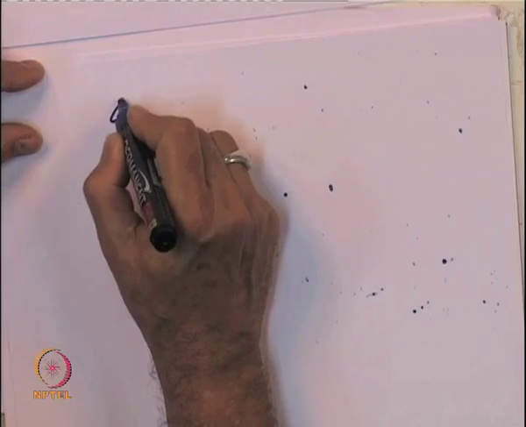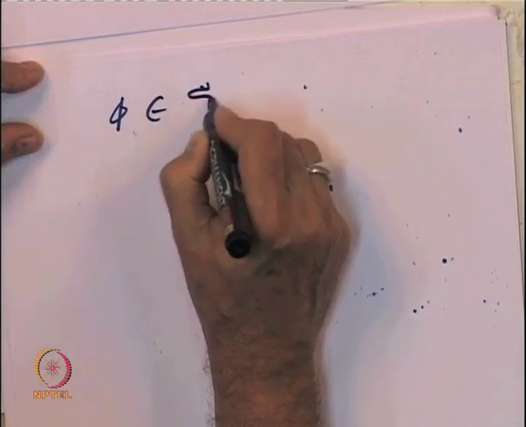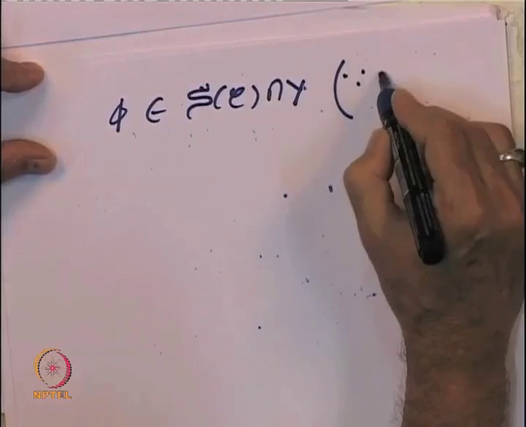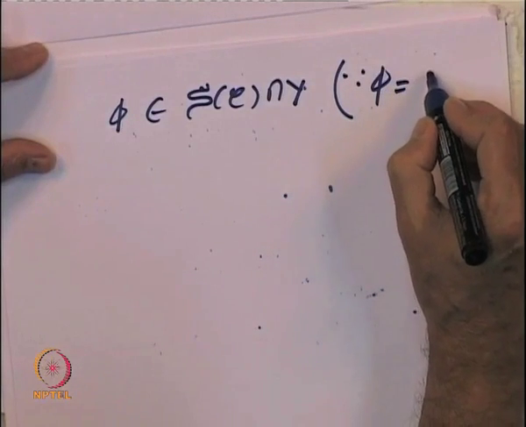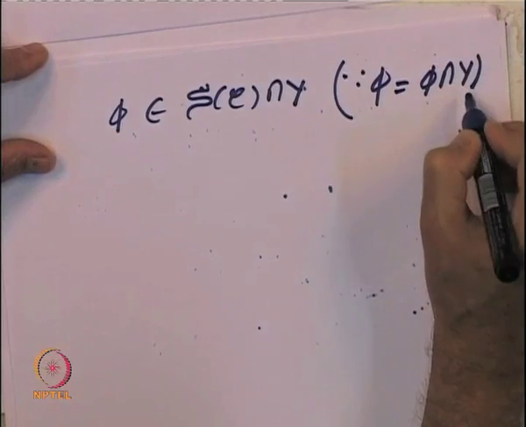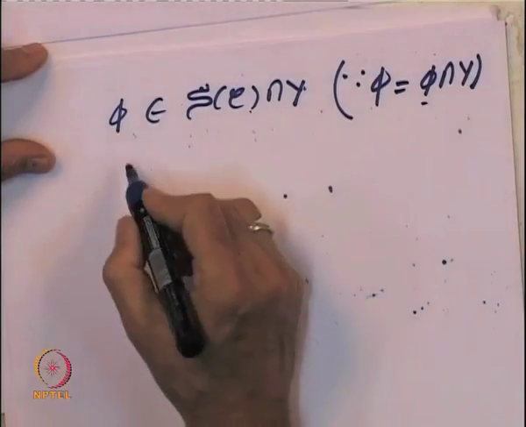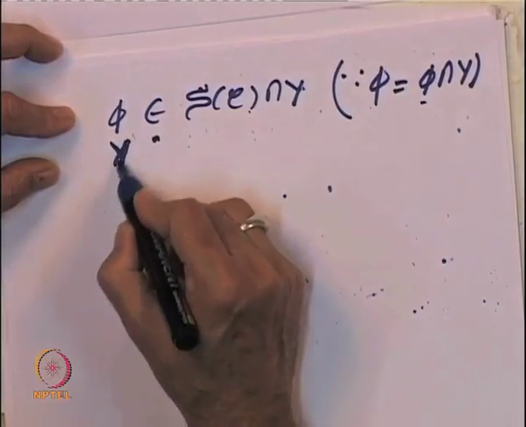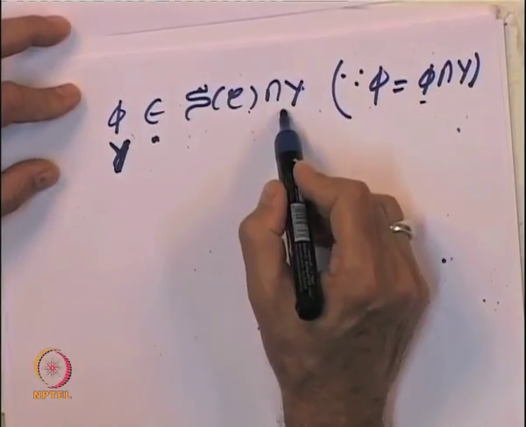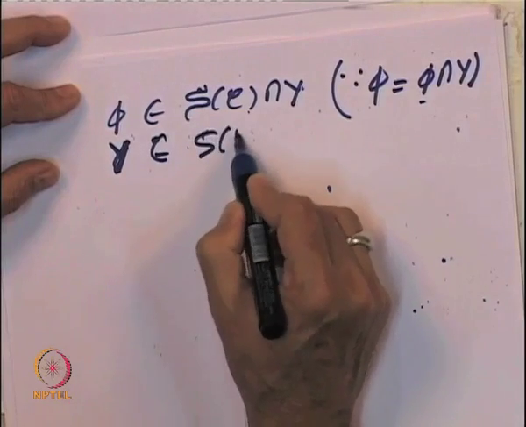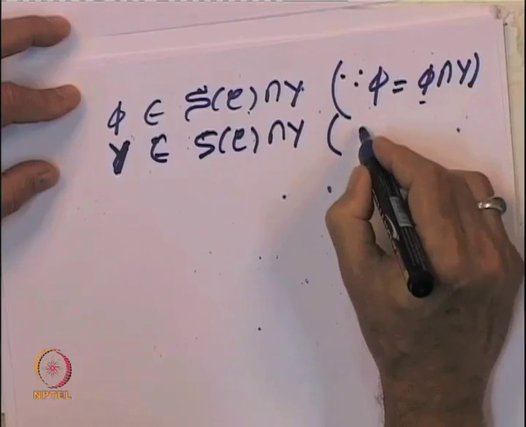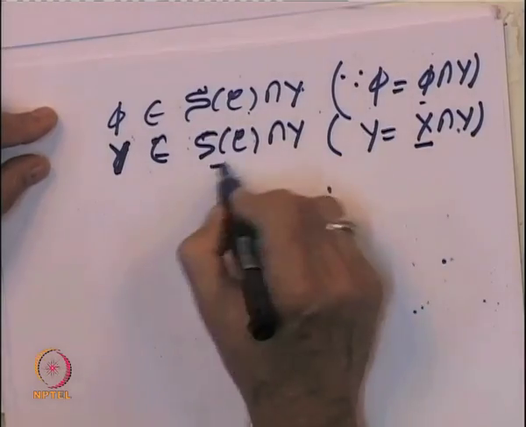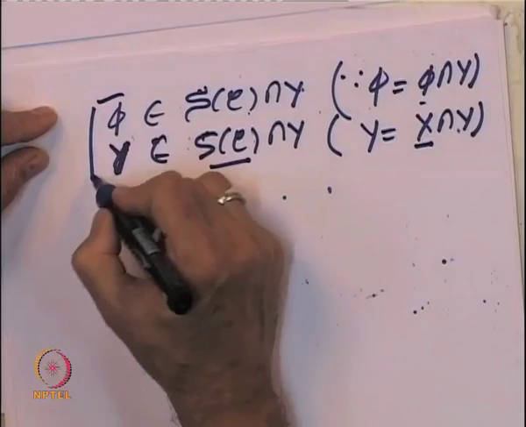So, does the empty set belong to S of C intersection Y? Yes, because the empty set can be written as empty set intersection Y, and the empty set belongs to S of C. Similarly, the whole space. What is the whole space here? The whole space here is Y. The claim is that this belongs to S of C intersection Y. That is true, because Y can be written as X intersection Y, and X is in the sigma algebra S of C. So, both these things belong.